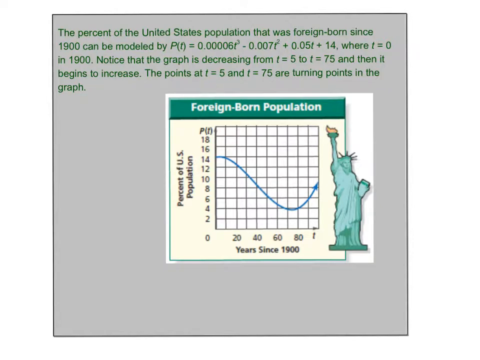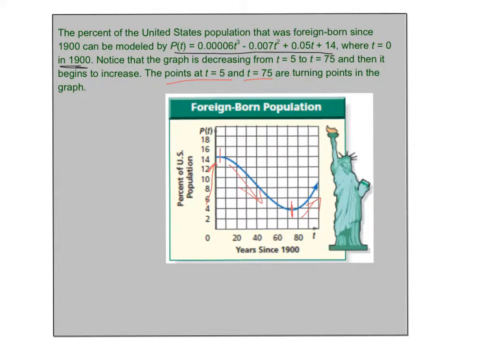An example: the percent of the United States population that was foreign born since 1900 can be modeled by this polynomial. T is 0, and T represents 1900. The graph increases just a little bit at first, then from about 5 down to 75, it decreases. Then it changes direction again and goes back up. So T is 5 and T is 75 would be considered turning points of that graph.